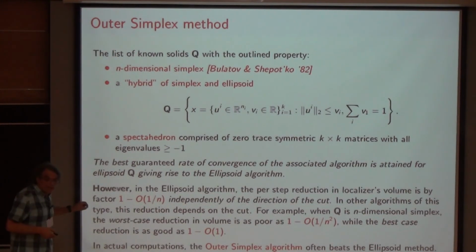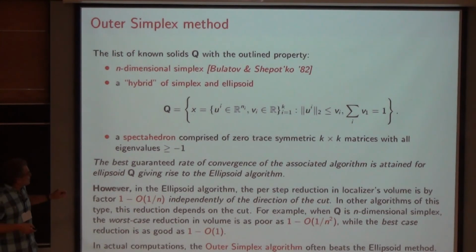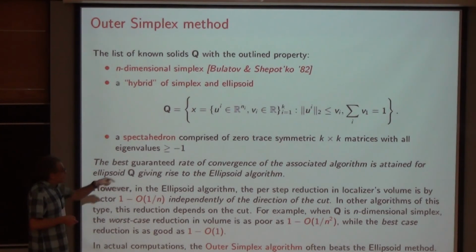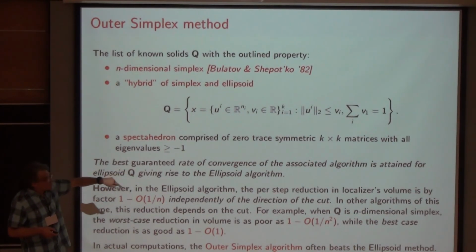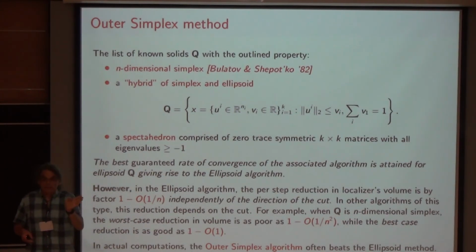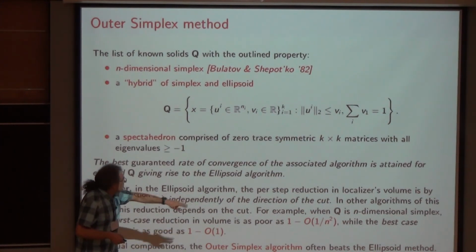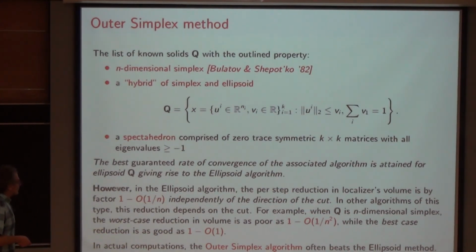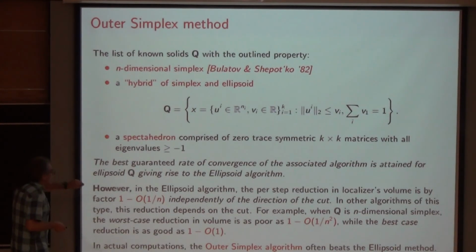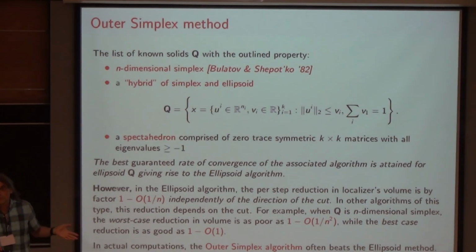The difference is that in practice it's quite different, because for the ellipsoid, the rate of convergence 1 minus 1 over n squared doesn't depend on how the cut passes. Whatever the cut is, the ratio for the ellipsoid will be 1 minus 1 over n squared. For the outscribed simplex algorithm, it may be much better depending on the direction of the cut. And in practice, people use the outscribed simplex algorithm, because in practice it works better.